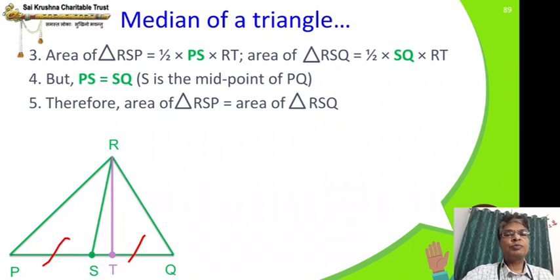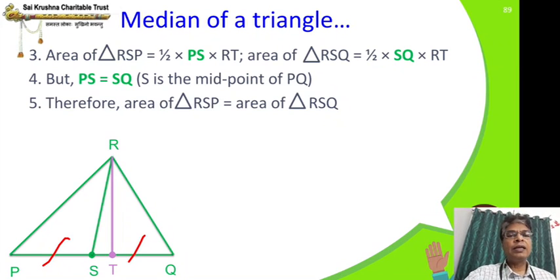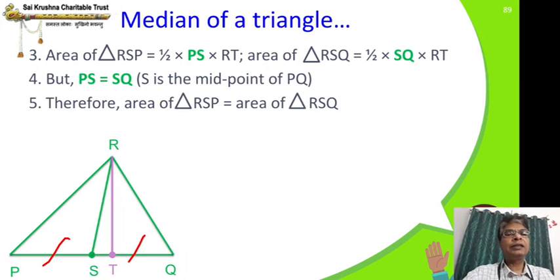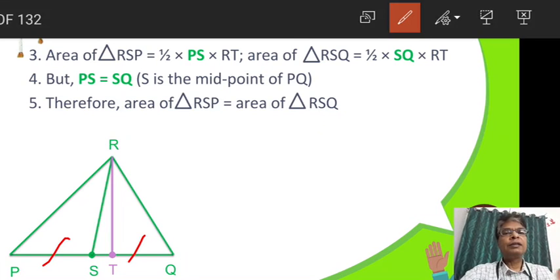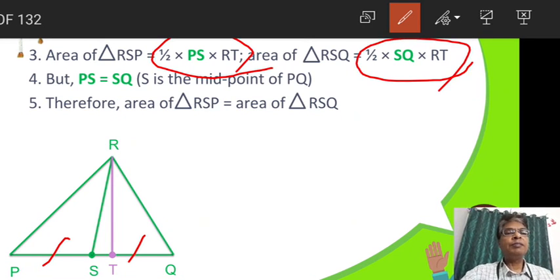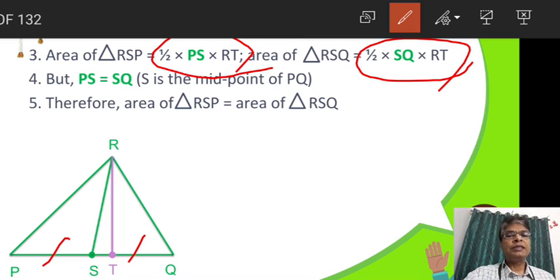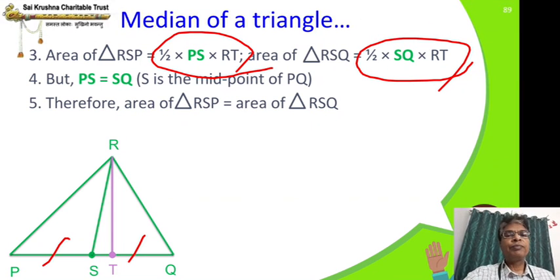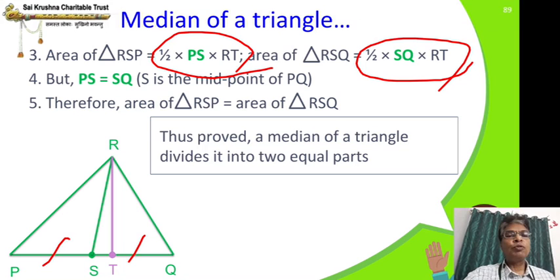So the next point is, therefore, area of triangle RSP equals area of triangle RSQ, because only PS and SQ are different. If you see the first line, you can see this and this are the same except that PS and SQ are different. But PS equals SQ, therefore both the triangles are equal. Thus proved: a median of a triangle divides it into two equal parts.